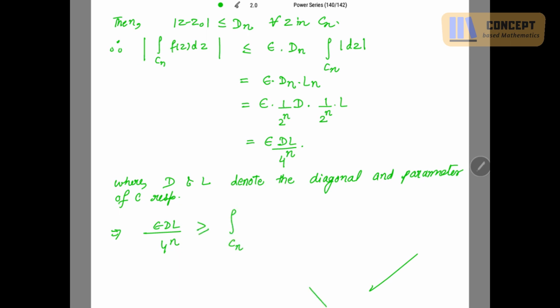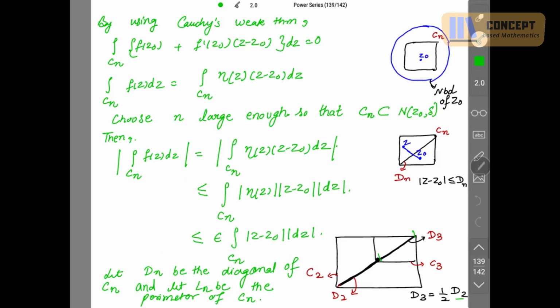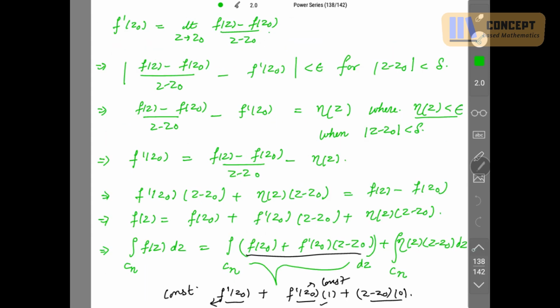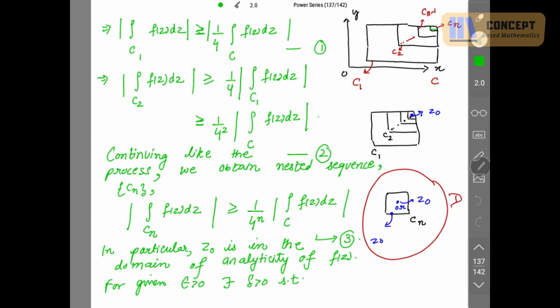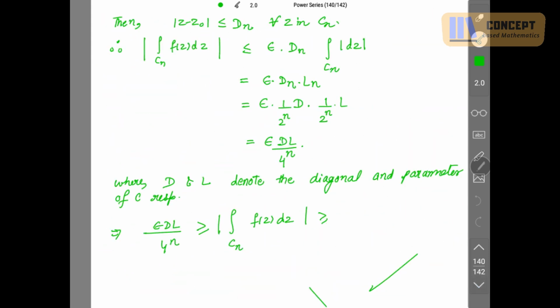Because now we also have to look at the integral over Cn of f(z) dz. This is from 3, which we marked earlier. Look, this integral is greater than or equal to 1 by 4 the power n integral over C f(z) dz. Okay, from 3 here we are writing this integral is greater than or equal to 1 over 4 the power n integral over C f(z) dz.